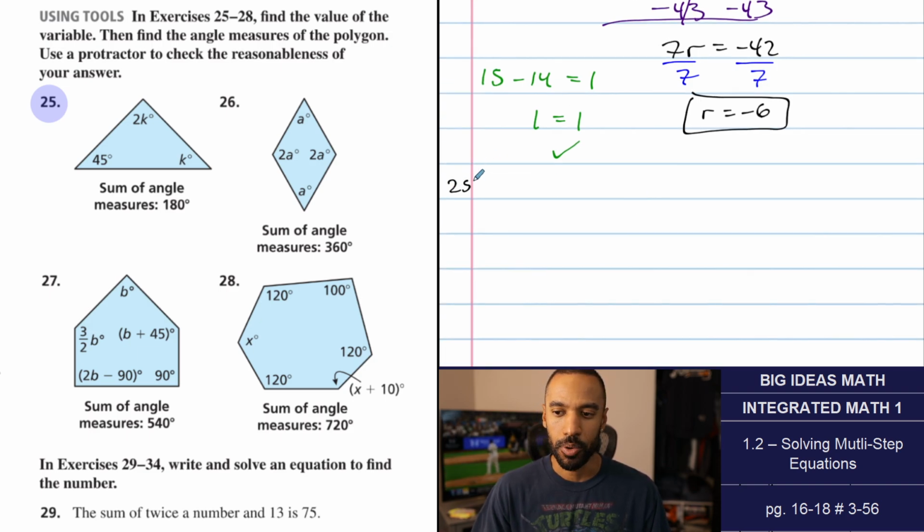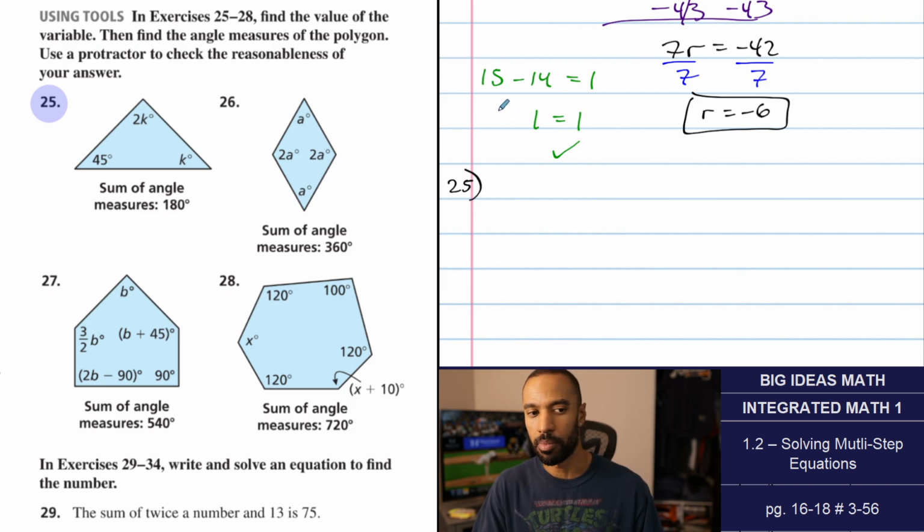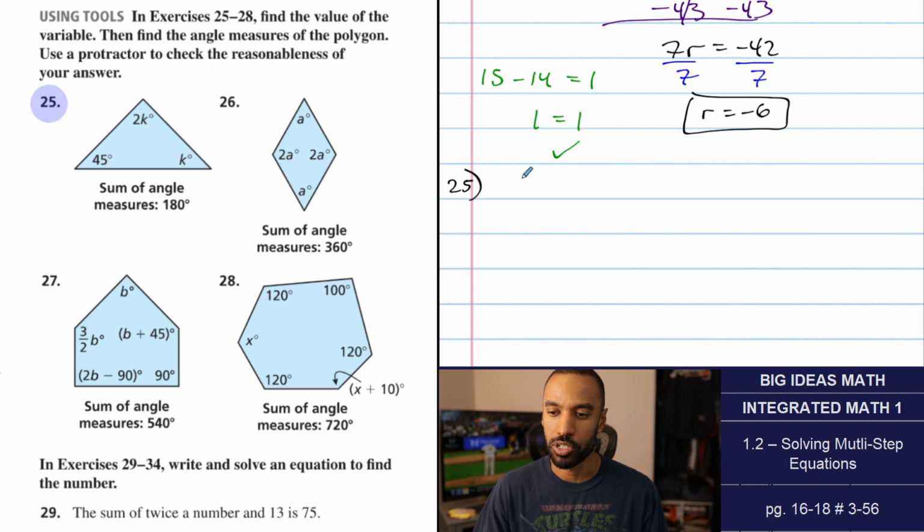Now, they help you out in this situation by telling you the sum of the angle measures in this first set of problems. In this first problem, this triangle, the sum of the measures of a triangle. This is true of any triangle, by the way. The sum of the measures of a triangle is 180 degrees. When I add 45 with 2k and k, I get 180 degrees.